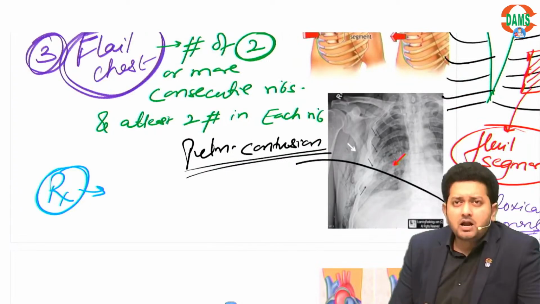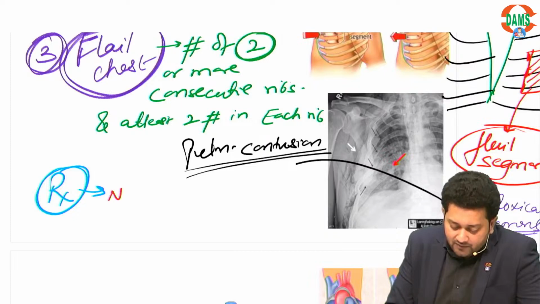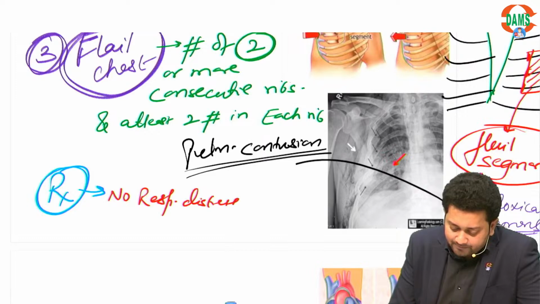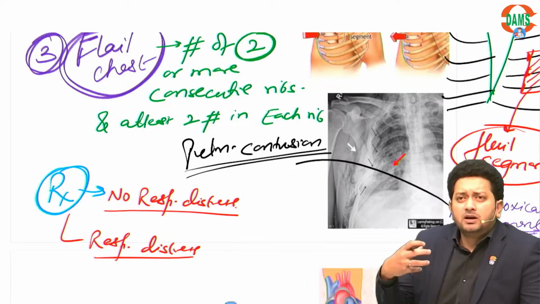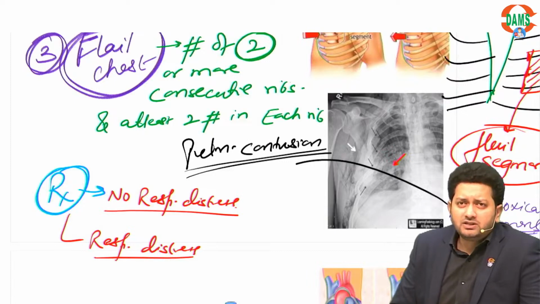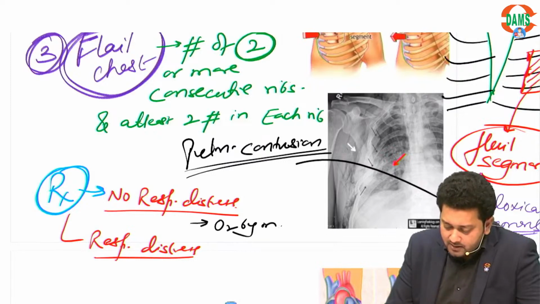Okay, so treatment. Whenever you get a question on flail chest, they will always mention whether there is respiratory distress or no respiratory distress. Either they will write directly respiratory distress, or they will write that the patient is having a breathing problem or the CO2 is washed away. So you have to see in the question what additional information they have given. If there is no respiratory distress, all you have to do is give oxygen by mask and give analgesics.